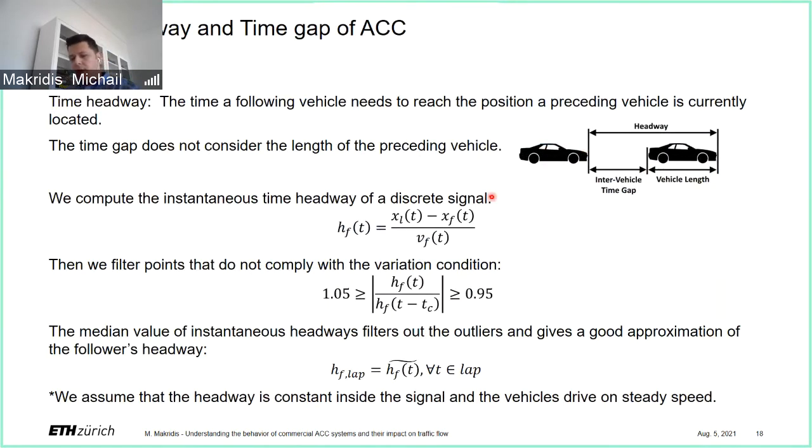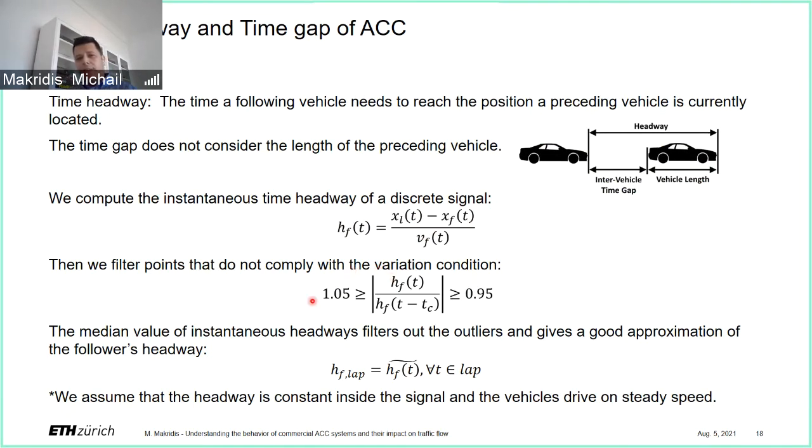Let's go quickly to the next dimension, which is the time headway. And the time headway is the time that the following vehicle needs to reach the position of the preceding vehicle. Now, if we don't take into account the vehicle length, we have the time gap. And how do we estimate the time headway and gap? We take the position of the leading vehicle minus the position of the following, divided by the speed of the following vehicle. It's a common, easy equation.